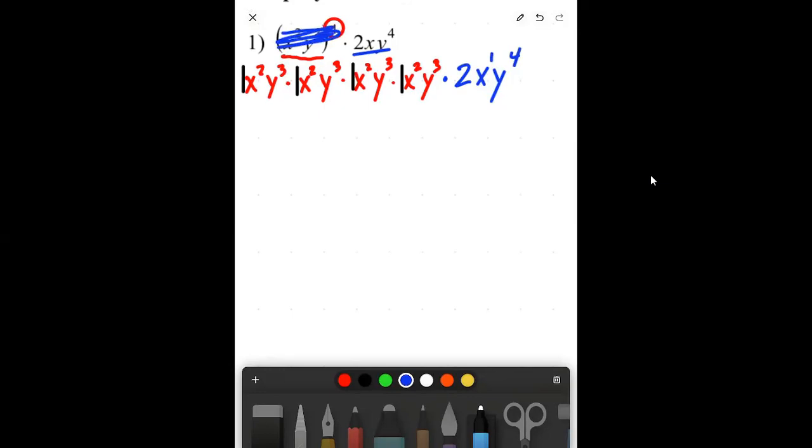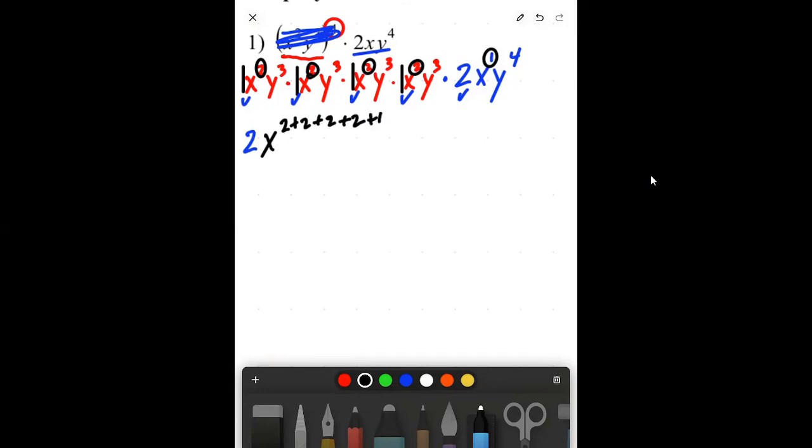Now that we've gotten rid of this and we've rewritten it, we are going to use the product rule. We're going to multiply the coefficients together, and then we're going to add the exponents of the things that have the same base. So let's do that. It's going to be 1 times 1 times 1 times 1 times 2, and that's just going to be 2. Next, we're going to take anything that has a base of x, and add the exponents. So it's going to be 2 plus 2 plus 2 plus 2 plus 1, and that's it.